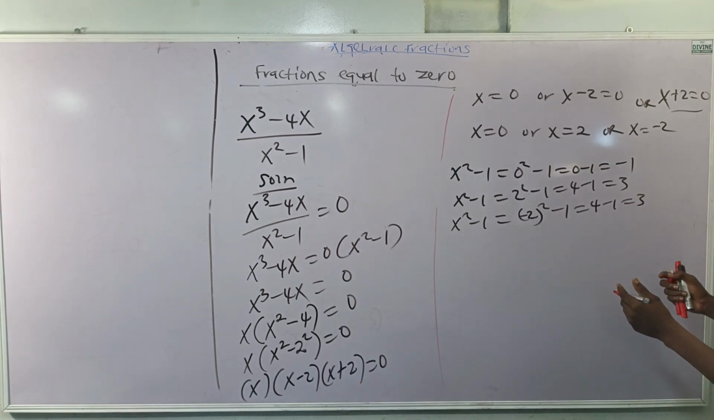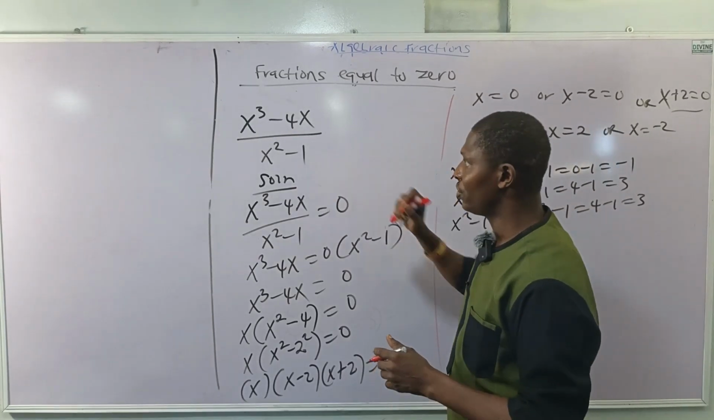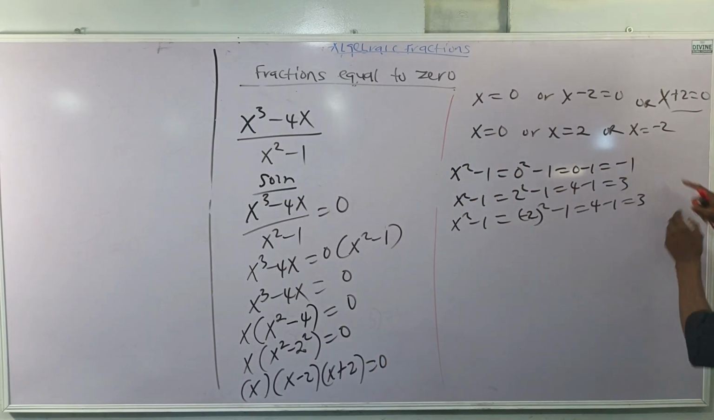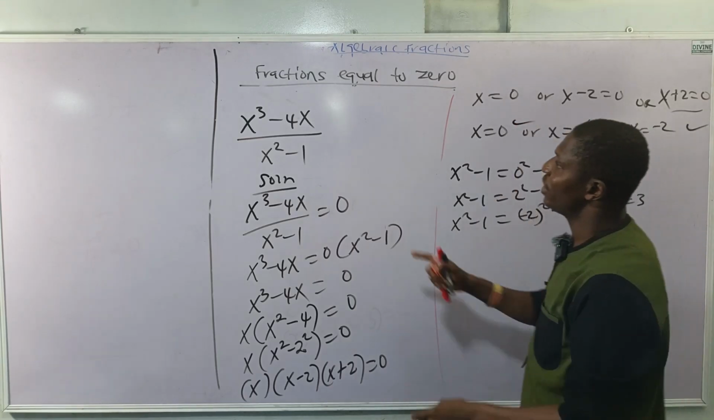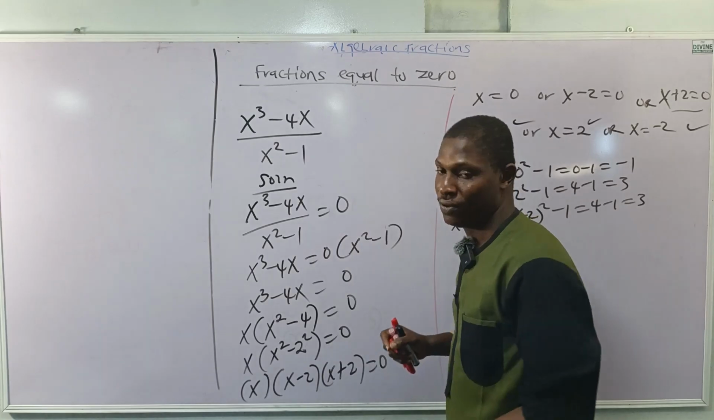So since the three values for x, which are 0, 2, and minus 2, do not make the denominator equal to 0, then we see that 0, 2, and minus 2 are all accepted to make this equation, this fraction, equal to 0.